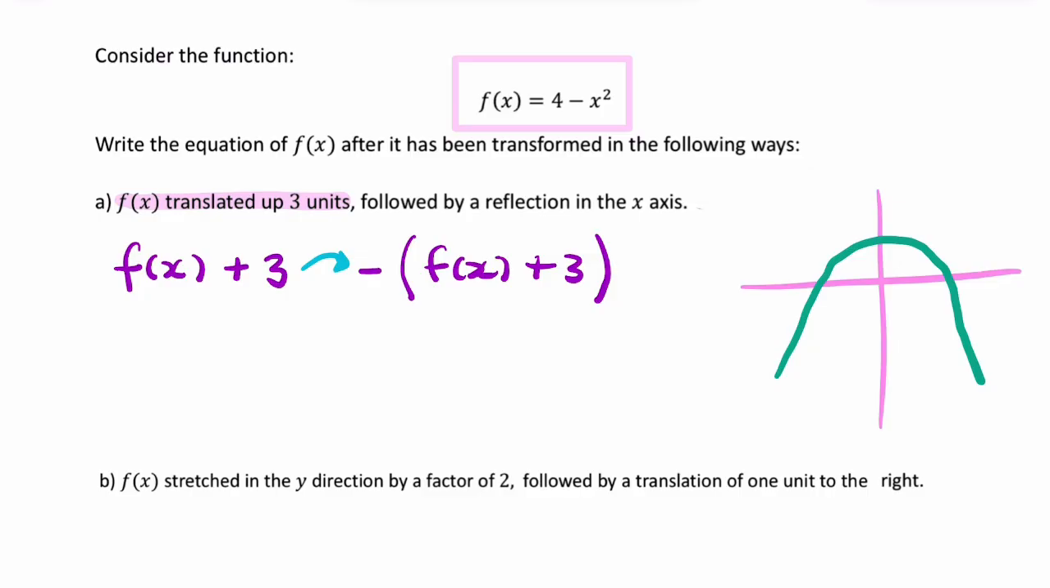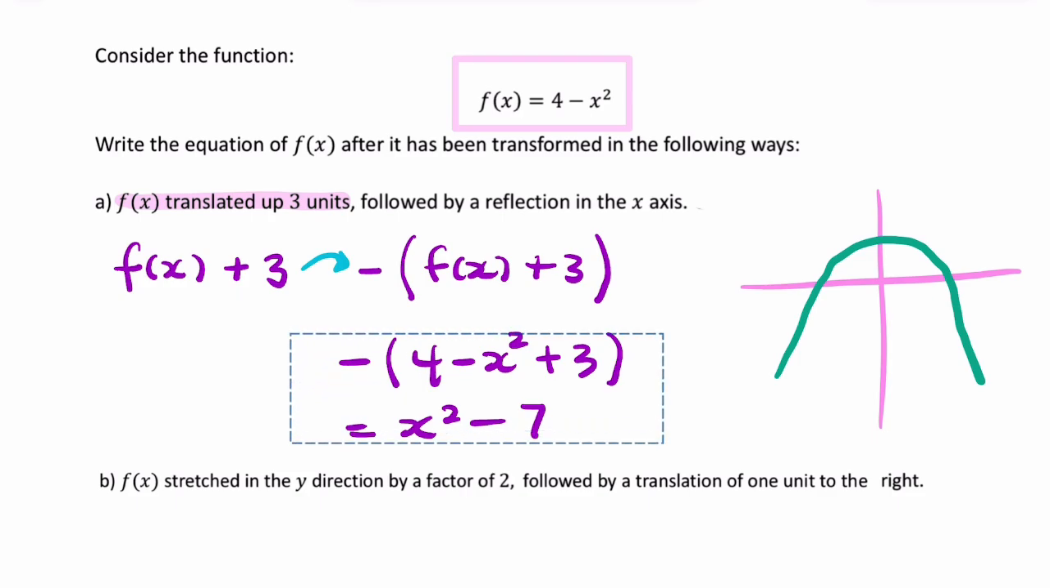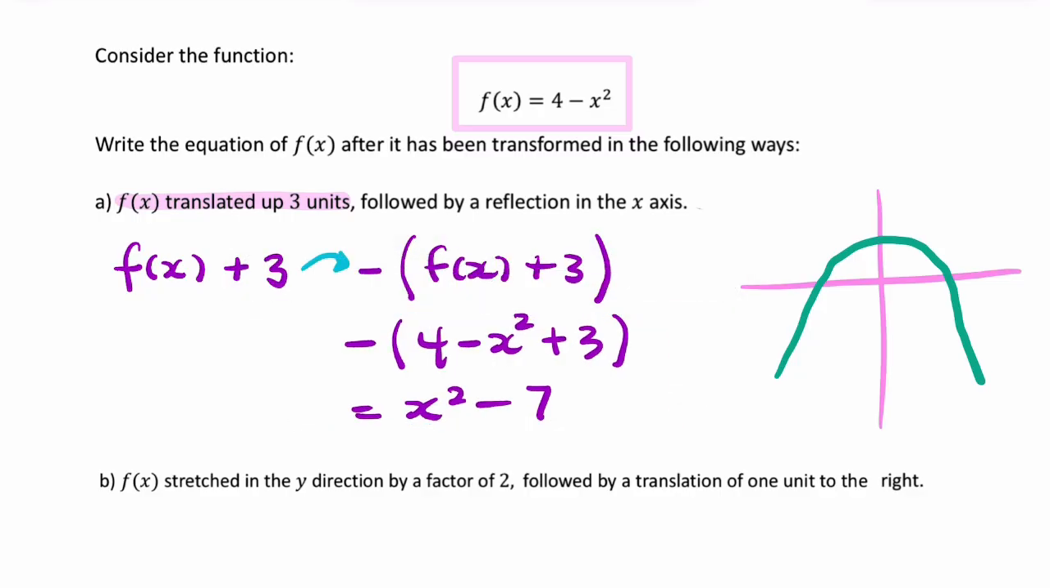So f of x is given, so we can replace that. So it's negative 4 minus x squared plus 3. And 4 plus 3 is 7. So we end up with x squared minus 7. So that's the answer to part A.